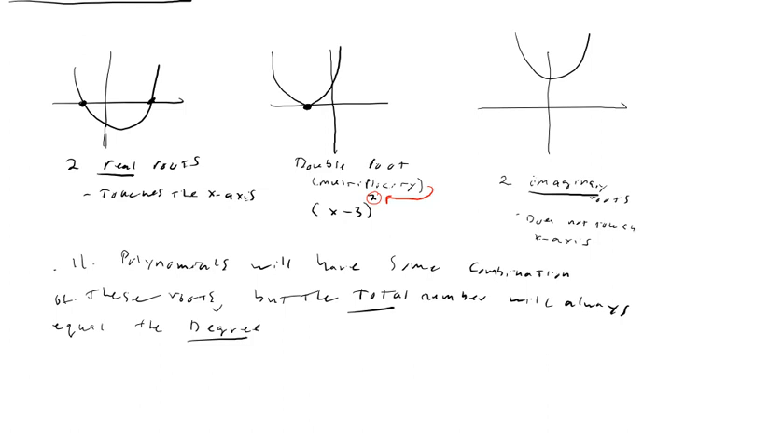All polynomials will have some combination of these types of roots, but the total number of roots will always be equal to the degree. So you can have imaginary roots, you can have real roots, you can have double roots, you can have whatever type of roots you want. But the total number will always equal the degree.